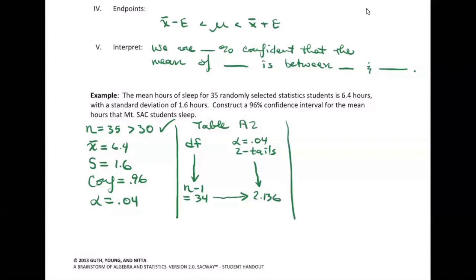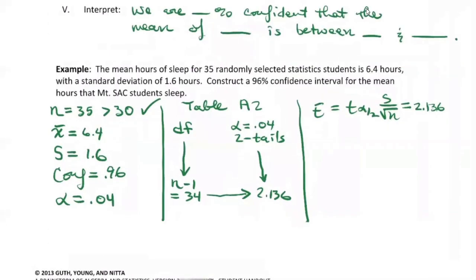Okay, and now the margin of error. It's just T alpha over 2 times S over the square root of n. So that's 2.136 times 1.6 over the square root of 35, I think.